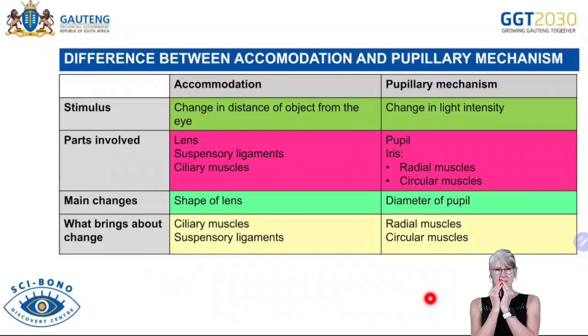The shape of the lens is changed by the ciliary muscle that either contracts or relaxes, and that's either going to pull on the suspensory ligaments or release the tension on the suspensory ligaments, and that will bring about the change. Whereas in pupillary mechanism, it's the circular muscle, either when it contracts or relaxes, as well as the radial muscle, that is going to bring about the change.